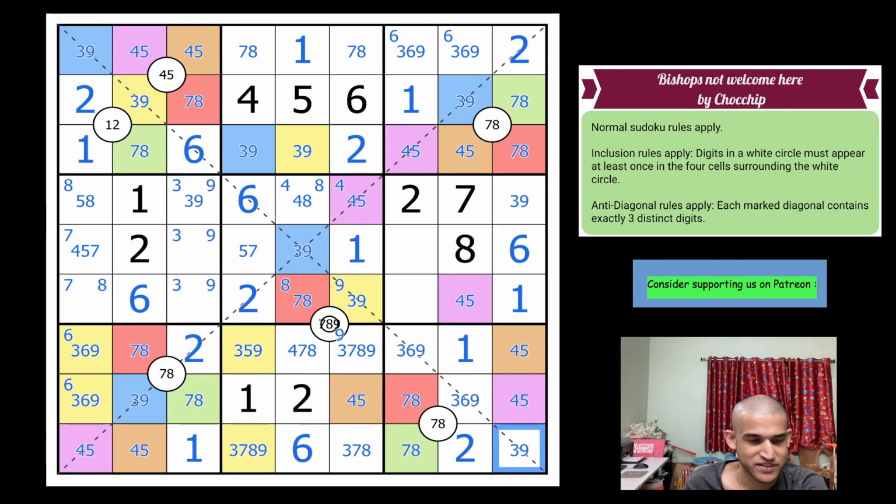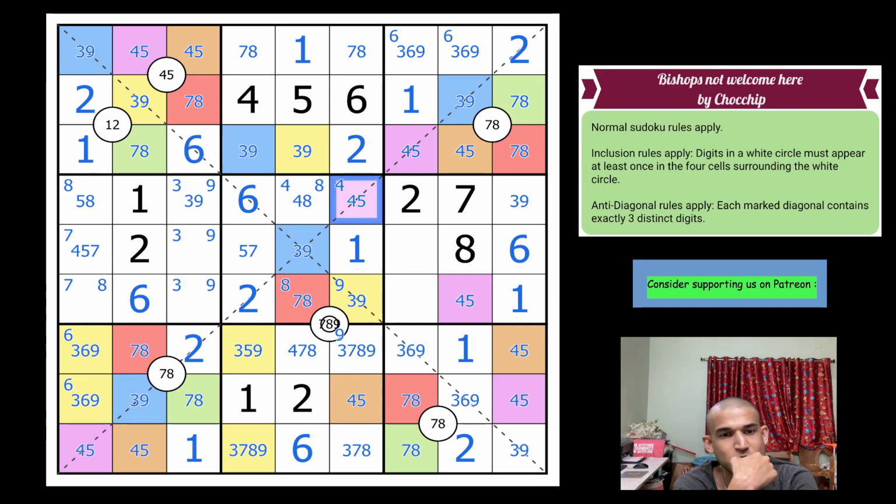Oof. They're very hard to come by. I can realize that now. The digits are very hard to come by. So if this is an 8 here, the 8 in this area must be here. So this will be 7. That will be 5. That will be 4.